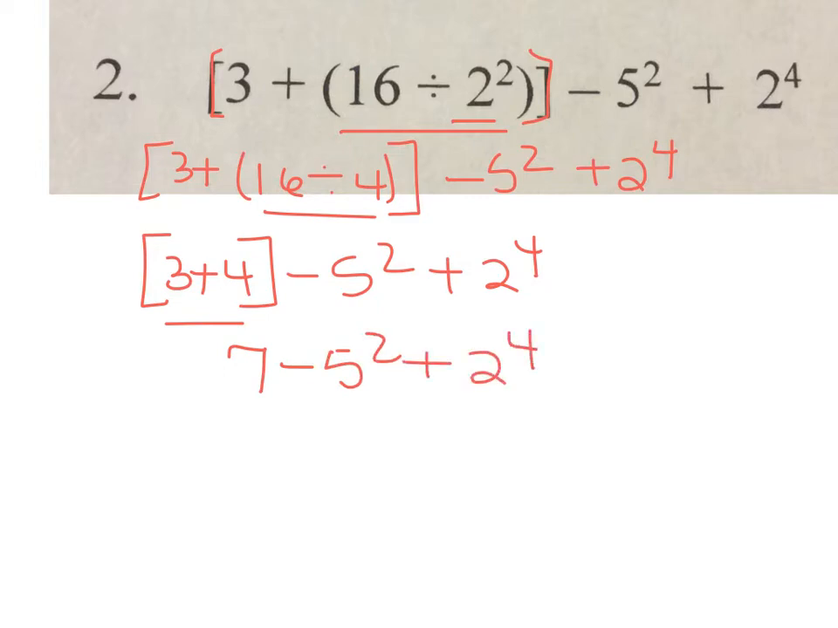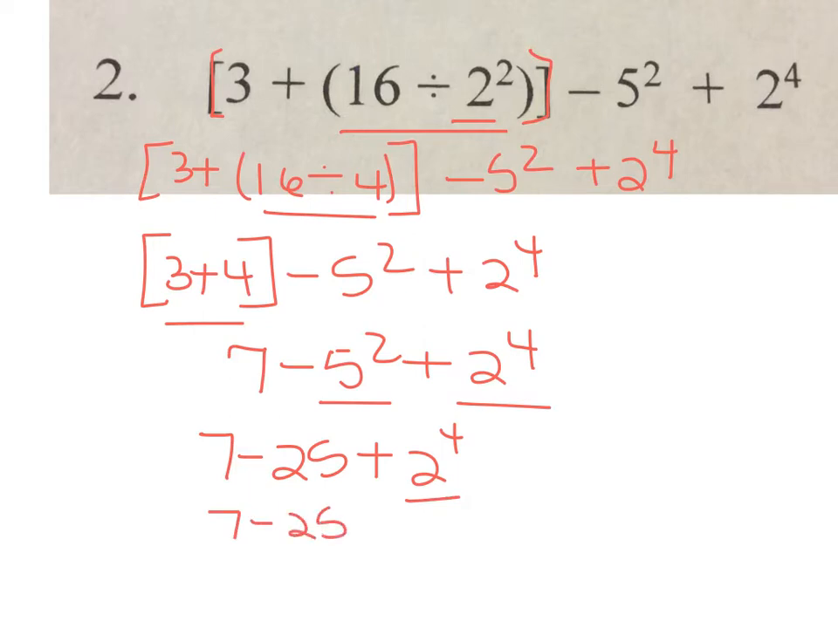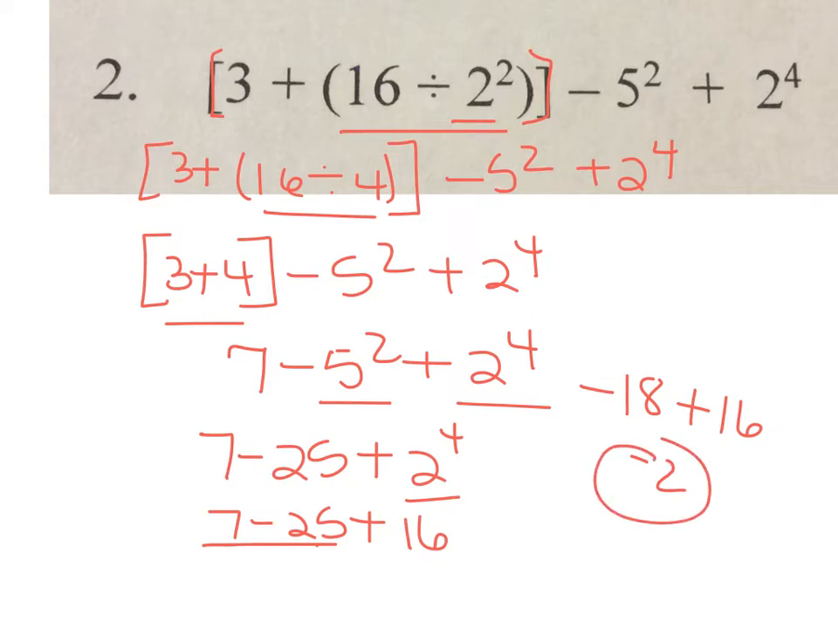Now I'm ready to do exponents. I'm not going to do 7 minus 5. I have to do the exponents. So I have 7 minus 25 plus 2 to the 4th. Now I'm going to do my other exponent. I have 7 minus 25, 2 to the 4th, 2 times 2 times 2 times 2 is 16. Now I'm ready to do addition and subtraction left to right. 7 minus 25 is negative 18 plus 16. My answer is negative 2. Number 2 on the exit card was negative 2.